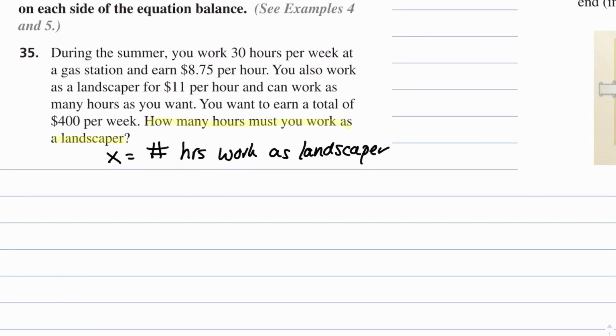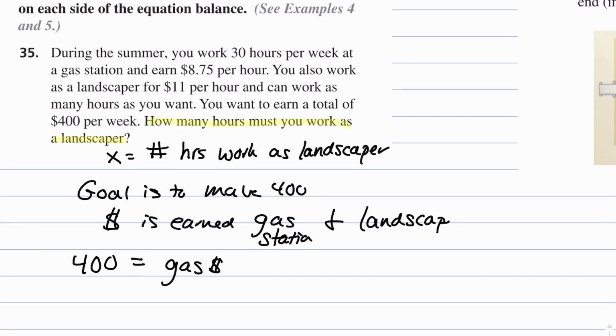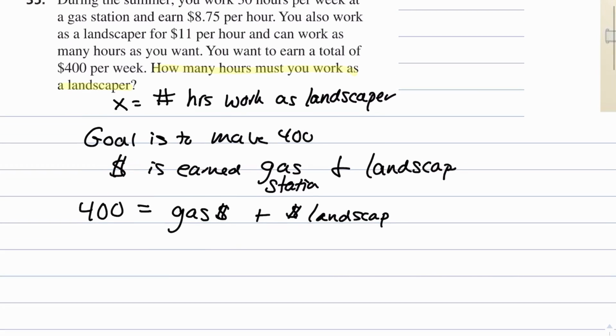So, how do we make money? Our goal is to make $400. So the money that we have is earned from the gas station and as a landscaper. So the $400 that I want to earn is going to be given to me by working at the gas station, the money I make there, plus the money that I make as a landscaper. I'm just abbreviating some of these words when I write my original equation in words rather than everything. So we can fill some stuff in.